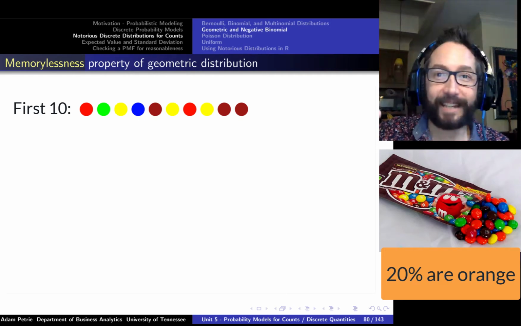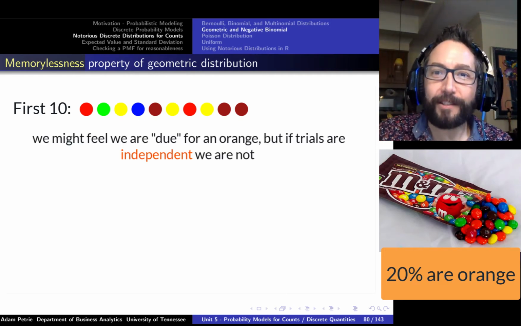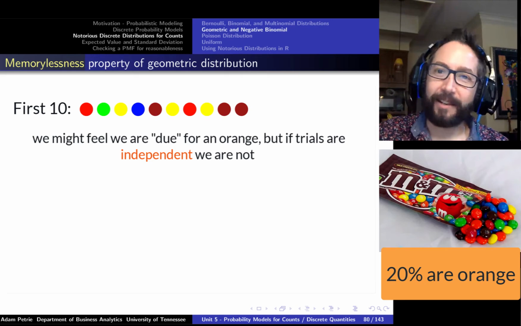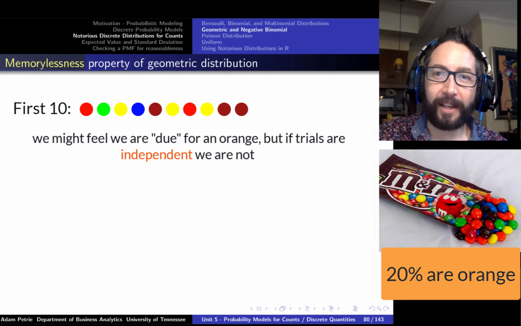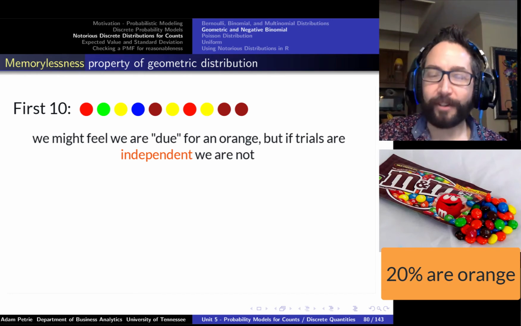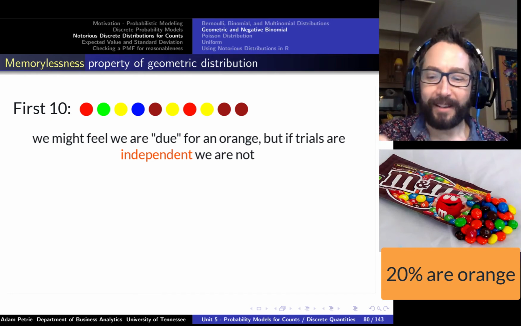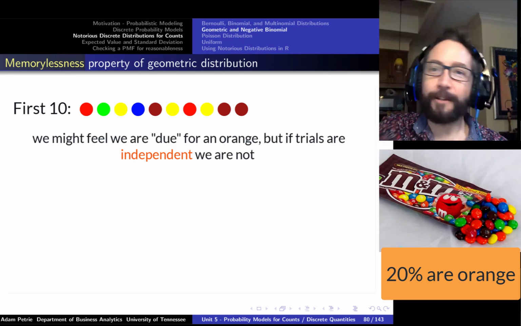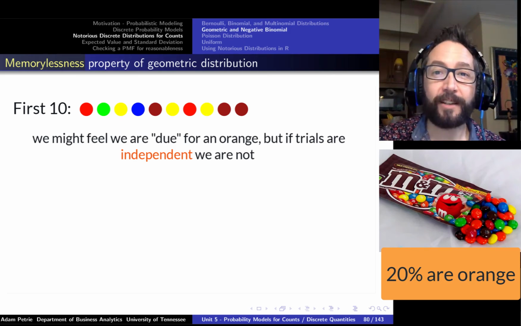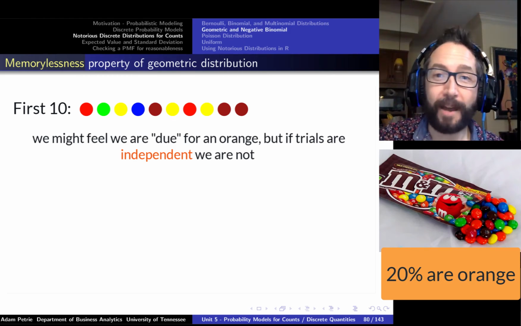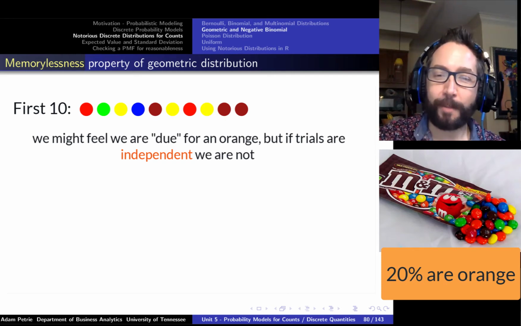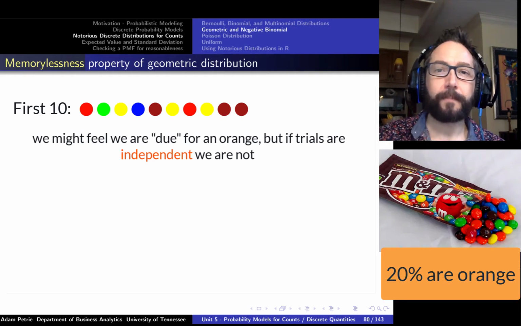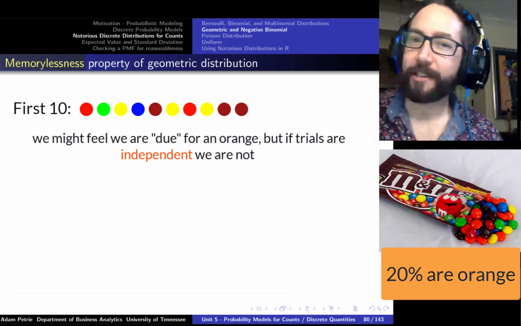Well, it turns out that no, there's no such thing as being due when we're treating the colors of M&Ms on sequential candies as independent. It turns out that the waiting time, the number of additional candies we have to draw out from that bag until we get that first orange, is independent of the number of non-orange candies we've pulled out so far. So it doesn't matter if we just opened that fresh bag, if we picked out 50 non-orange M&Ms, if we picked out 100, the answer is going to be the same regardless. So how can the math convince us of that?